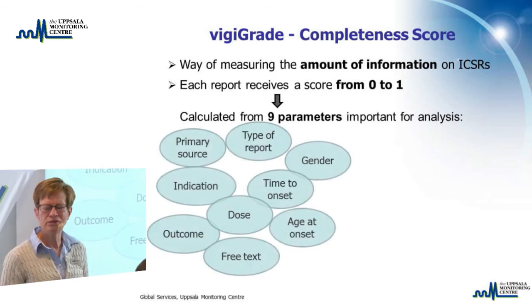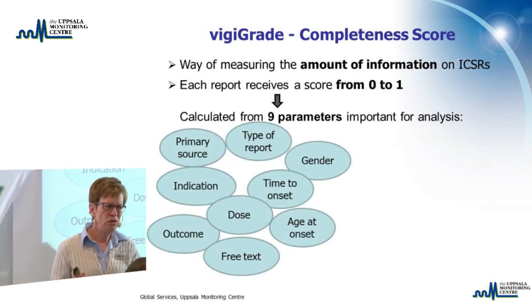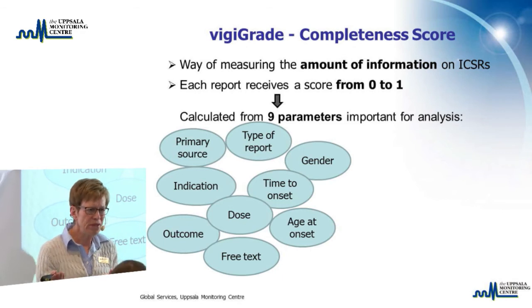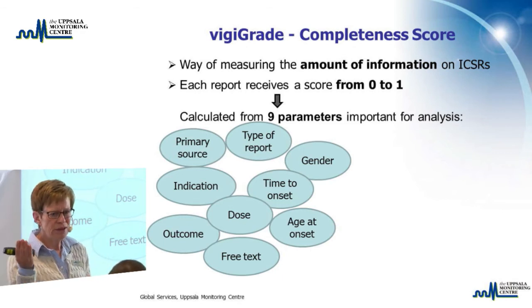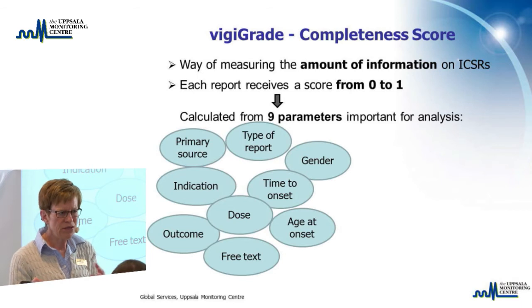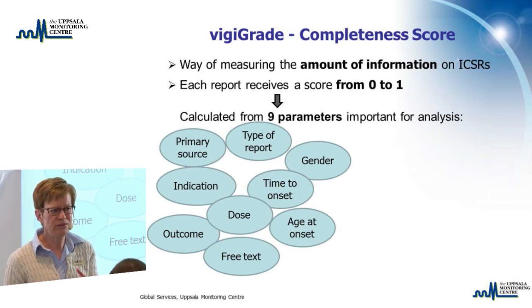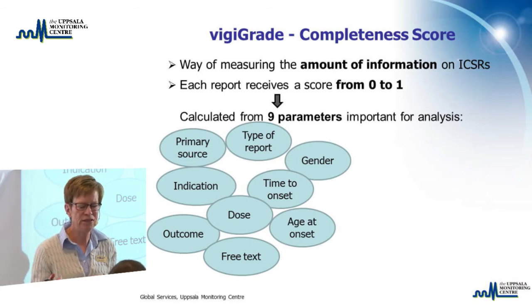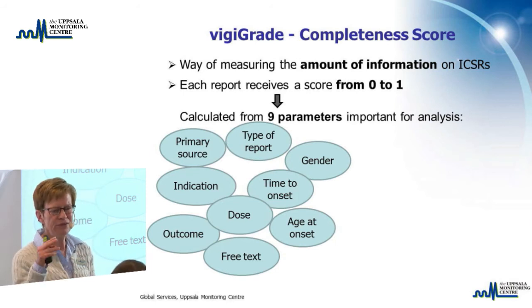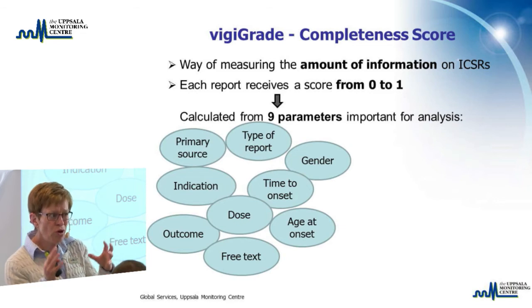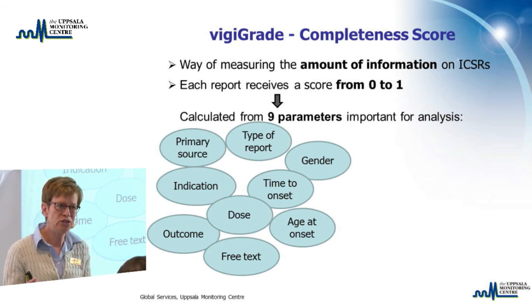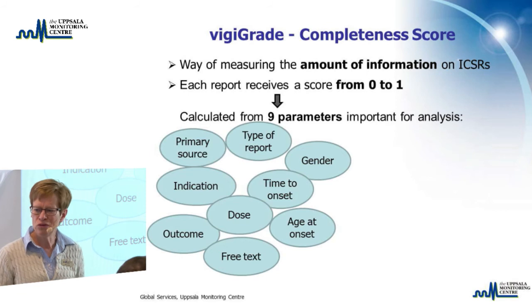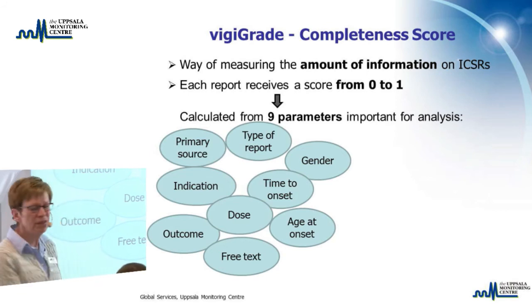And it's calculated out of 9 parameters. So in each parameter, if the information is filled in, yes, then it's a 1. If it's not filled in, it's a 0. It doesn't take into account what information is there, but that the information is filled in. And then a calculation is made from all these parameters to a total score. That's a statistical measurement, a total score for each case. And these are the parameters included.